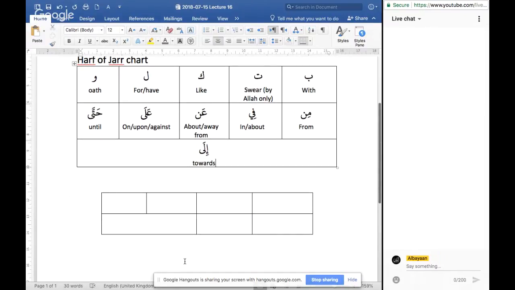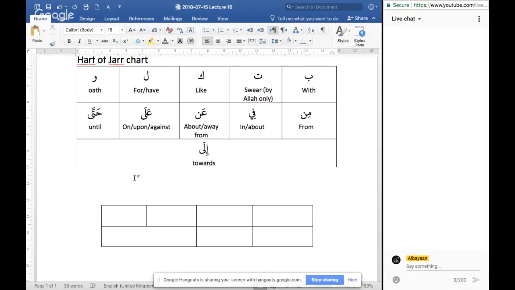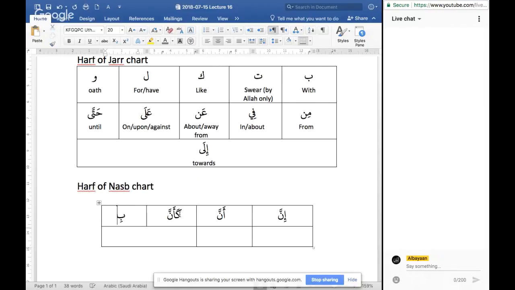Then last time we did the Harf of Nasab chart. On the Harf of Nasab chart, we did Inna. And what I said is you just make it opposite. Instead of Inna, you say Anna. Then you pick up Anna and add a Kaf to it: Ka Anna. Inna, Anna, Ka Anna. Then you pick up Anna again and add the Ba to it, but this time with a kasra: Bi Anna. Inna, Anna, Ka Anna, Bi Anna.